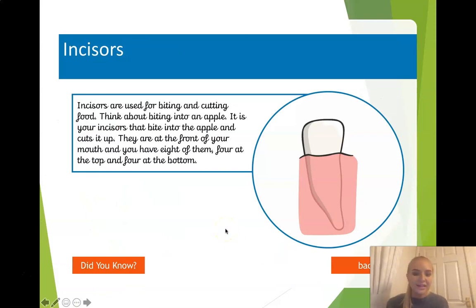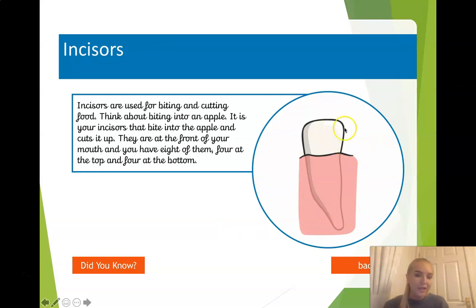These are called incisors. Can you say that? Incisors, well done. Now incisors at the front and at the bottom are used for biting and cutting up food. Have you ever eaten an apple before? Me too. So think about when you're biting into an apple. It's your incisors that bite into the apple first to cut it up, to help you to chew it. And they're at the front of your mouth, so we have 4 at the top and 4 at the bottom, so 8 in total.